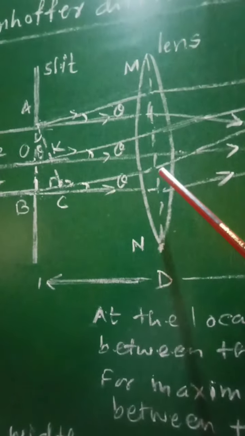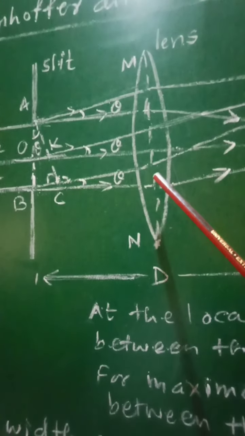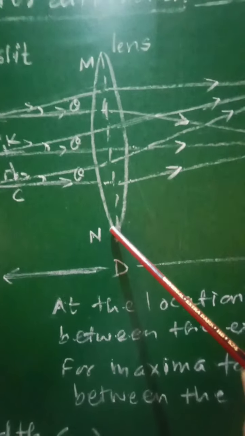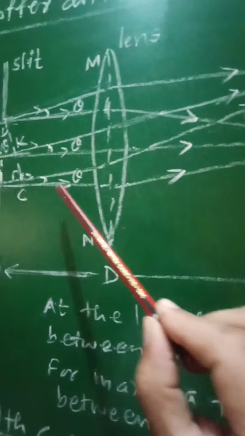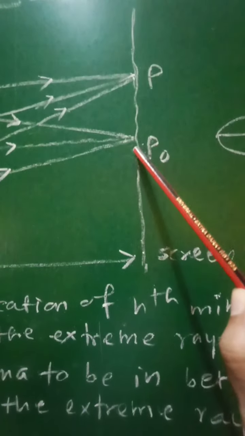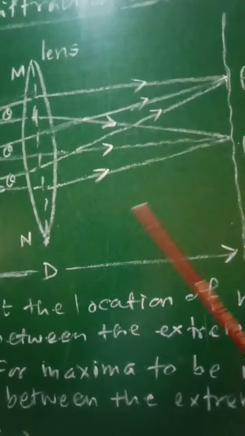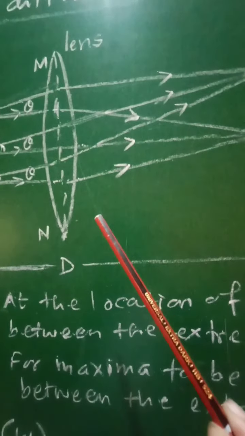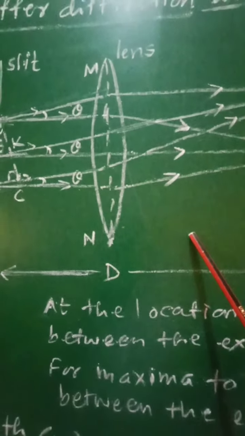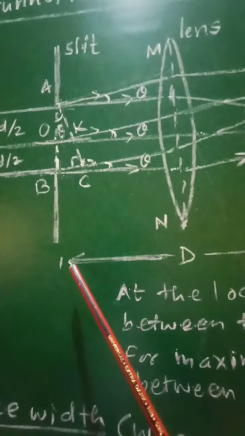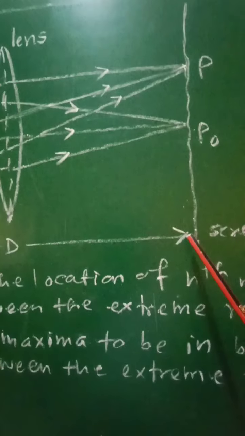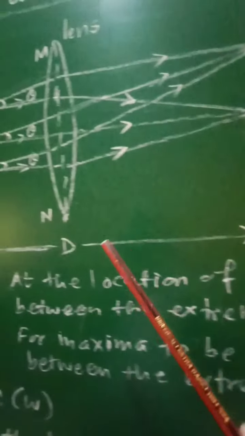Then a convex lens is placed in front of this slit AB, which converges all these rays of light coming parallel to its axis, and it will focus them to point P0 on the screen. Now this screen is placed at a distance equal to the focal length of this converging lens. Let capital D be the distance between the slit and the screen on which the diffraction pattern is observed.